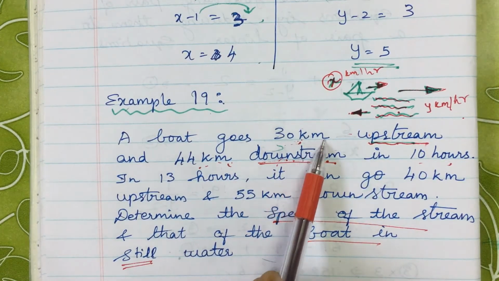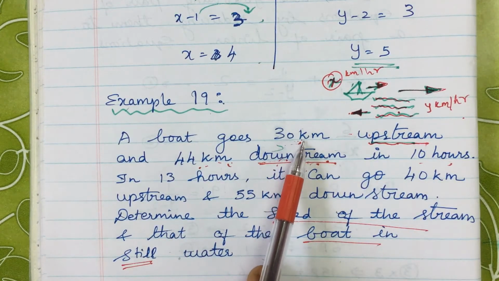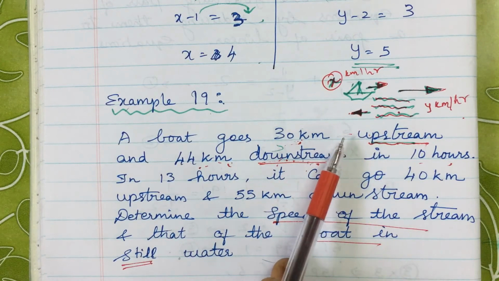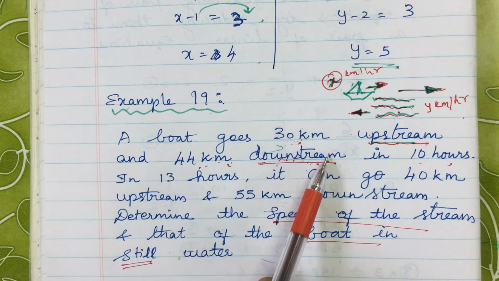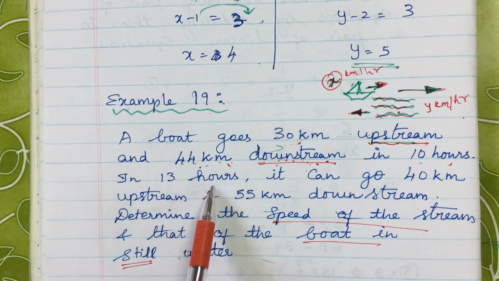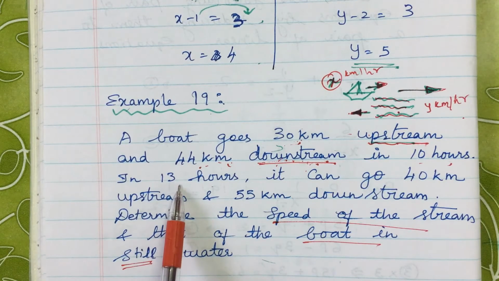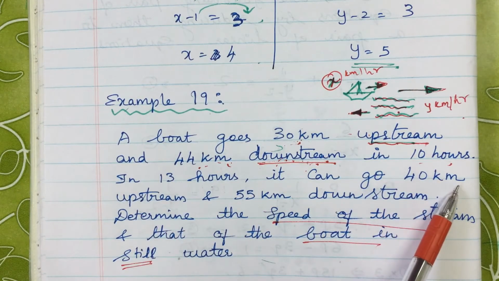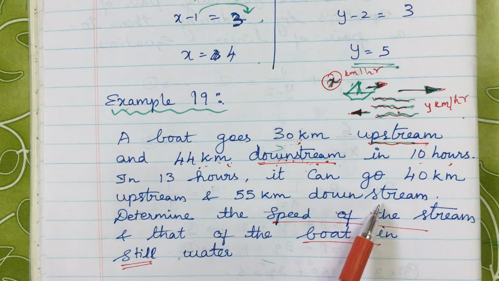A boat, it is traveling 30 km and 44 km in a time of 10 hours. This 30 km, it is moving in the upstream direction. This 44 km is moving in the downstream direction. A similar thing here, 13 hours, the total time taken for covering this 40 km and 55 kilometers, 13 hours. And again this 40 km is covered by moving through upstream and 55 along downstream direction. So you have to find out the speed of the stream and speed of the boat in still water.